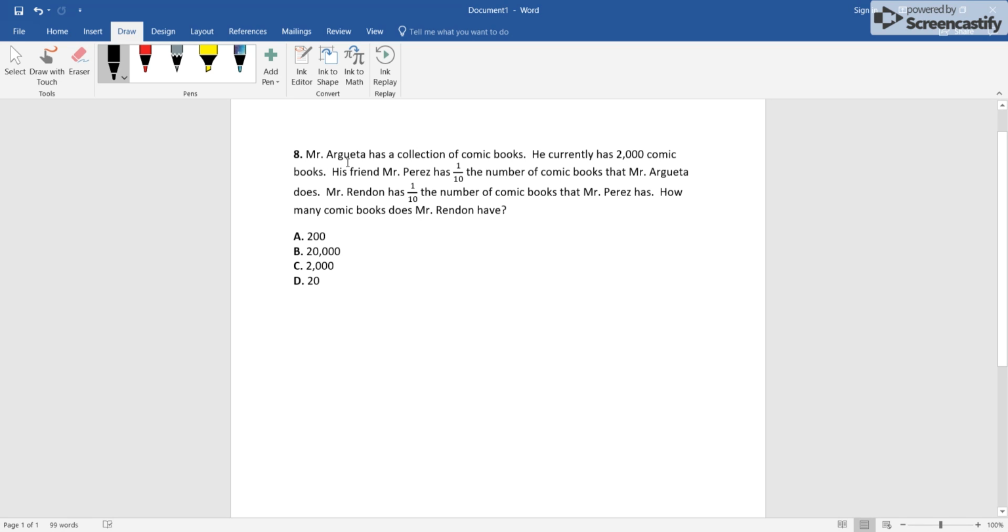Mr. Argueta has a collection of comic books. He currently has 2,000 comic books. His friend, Mr. Perez, has one-tenth the number of comic books that Mr. Argueta does. Mr. Rendon has one-tenth the number of comic books that Mr. Perez has. How many comic books does Mr. Rendon have? Okay, well, we have three characters here.